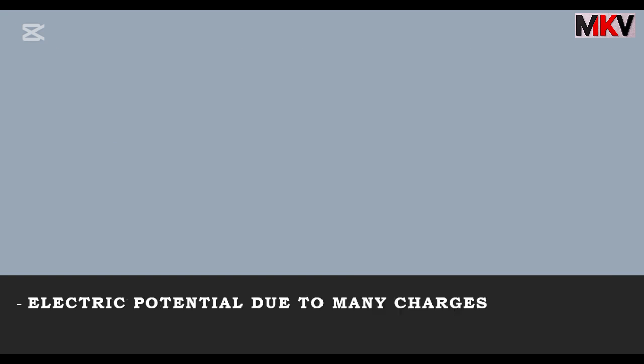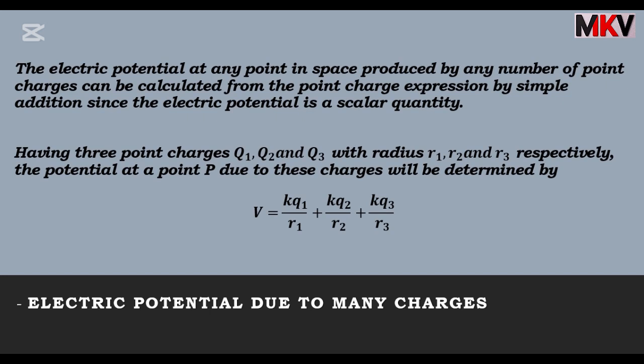Now, electric potential due to many charges. The electric potential at any point in space produced by any number of point charges can be calculated from the point charge expression by simple addition, since the electric potential is a scalar quantity. As we saw earlier, that potential equals KQ over R. So when we have many point charges, we can find the electric potential at a point due to these charges by simply adding them up.